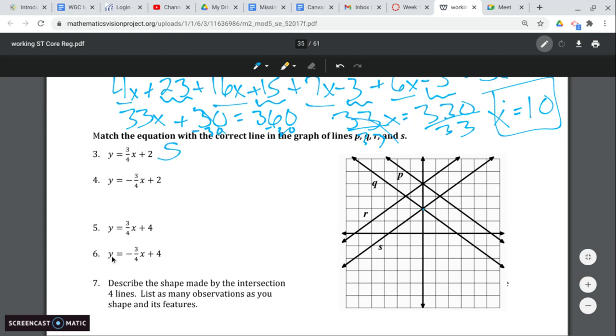So same thing, number 6, you've got y equals negative 3/4 x plus 4. So that means you're going to go up here to the 4 on the y-axis. Once again, there are 2 lines, both positive and negative slopes. This one has a negative 3/4 slope. So down 1, 2, 3, over 1, 2, 3, 4. So it is P for this one.